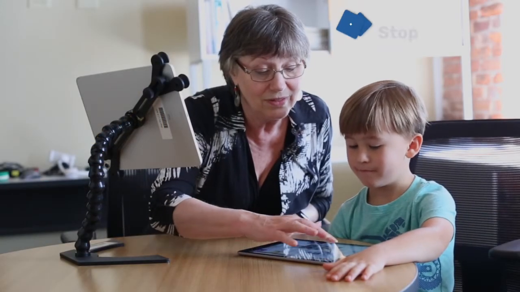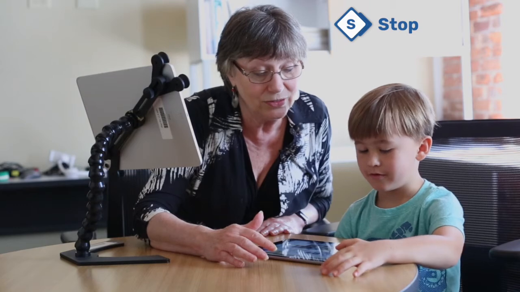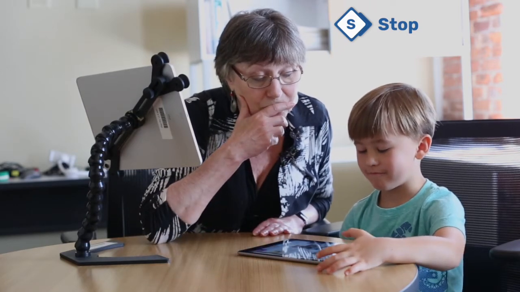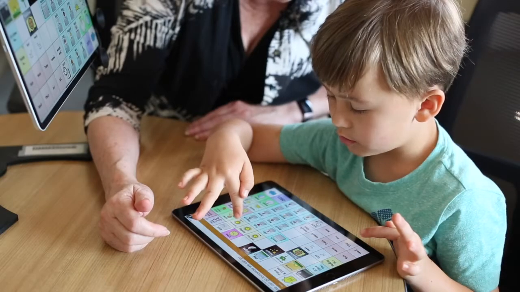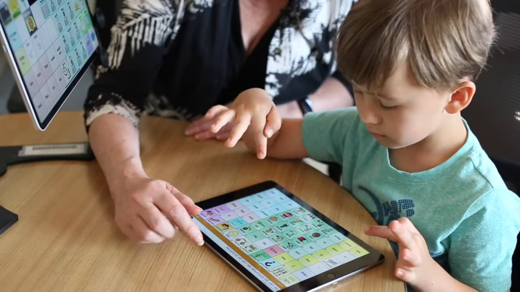S. Stop. Stop and pause to give the student enough time to respond. After modeling, pause for 10 to 20 seconds to let the child process the information and have a chance to say something.